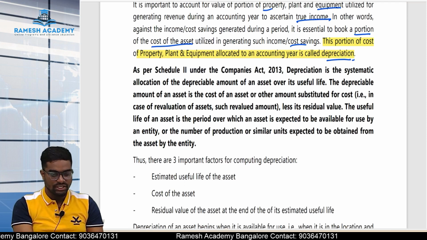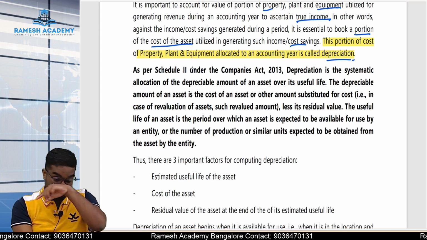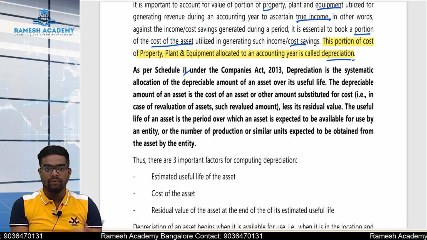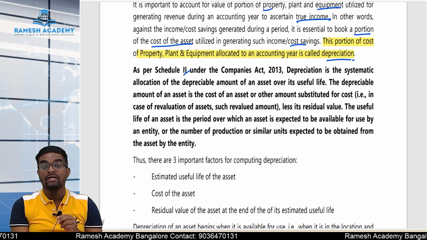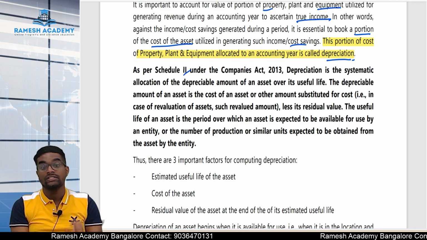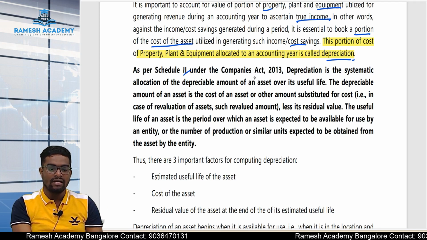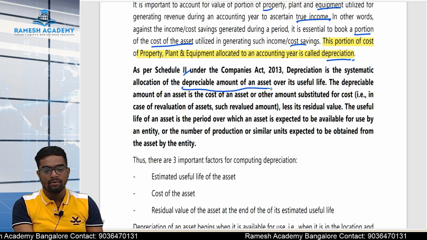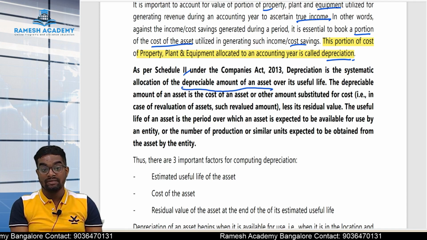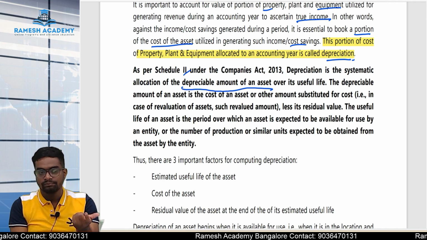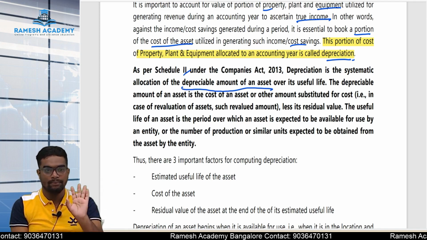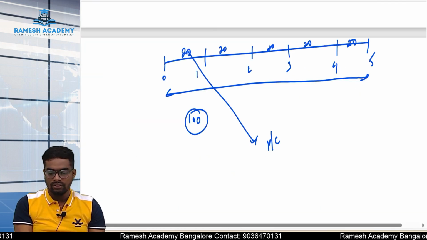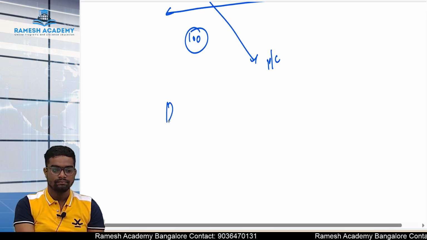Next, as per Schedule 3, as per Schedule 2. In Schedule 2, we see how we calculate depreciation and the methods. In Schedule 3, we see the format of balance sheet, profit and loss account, cash flow statement, etc. Under the Companies Act, depreciation is a systematic allocation of the depreciable amount of an asset. So what is the depreciable amount? The cost which should be depreciable. Normally residual value is not a depreciable amount. So how do we calculate depreciable amount? If you want, you can write this one. Simple.